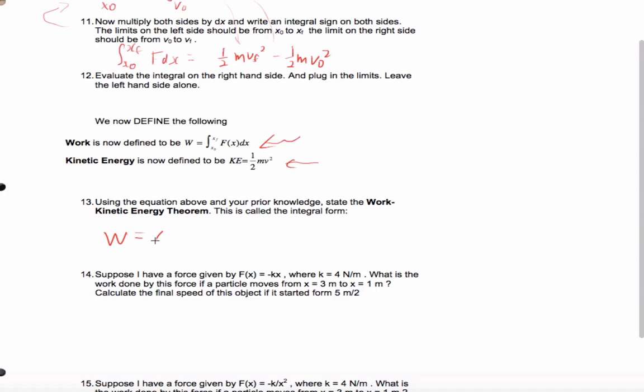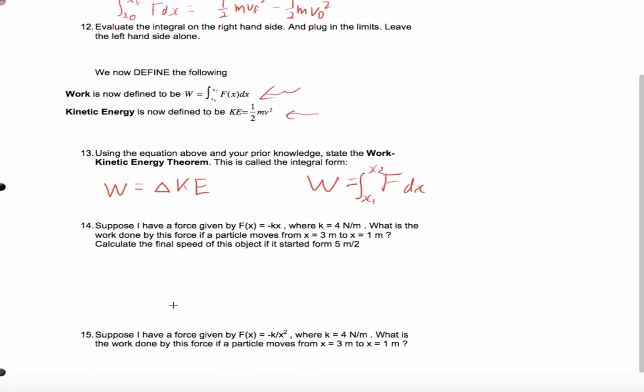We have work is still change in kinetic energy, but now we're going to define work as F dx integrated from x1 to x2. So when we want to do a problem like question 14, it says suppose we have a force given by negative kx, where k is 4 newtons per meter. What is the work done by this force if the particle moves from 3 meters to 1 meter? Let's calculate this work if it started from 5 meters per second speed.